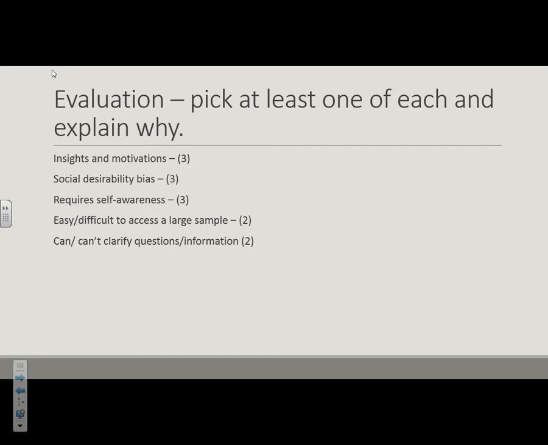Okay. And then the next 2 apply to just 2 of the self-report methods that are on that list. So they are either very, very easy to access a large sample, which allows us to access population validity, or it is very difficult to access a large sample because it's so difficult to put in place and to conduct. So which one of the next ones on the list do you think, questionnaires and interviews, what's the strength, which one is it easy to get a large sample, which one would take more time, which one would be more difficult because it's more time consuming. The same with can you or can't you clarify questions and information.